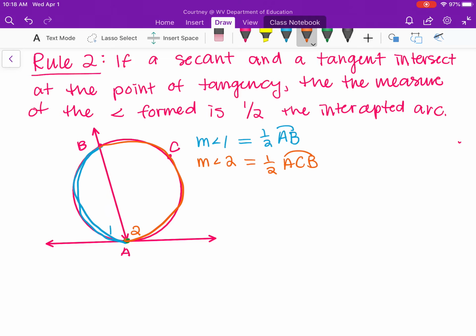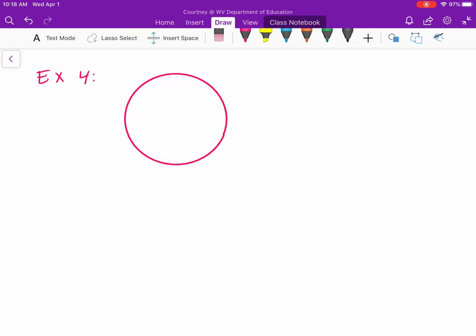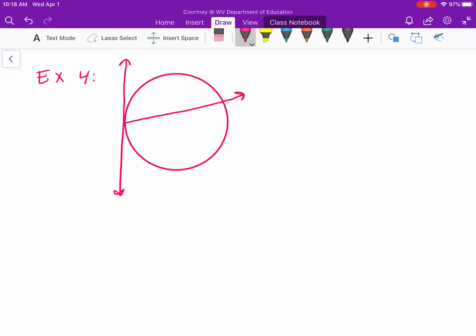We have just one example with this because this is pretty easy. So we have example 4, I think. Draw your circle. Just going to freehand my lines here. We have our tangent line and our secant line. A is up here. D is right there at the point of tangency. C is down here. And B is over here.